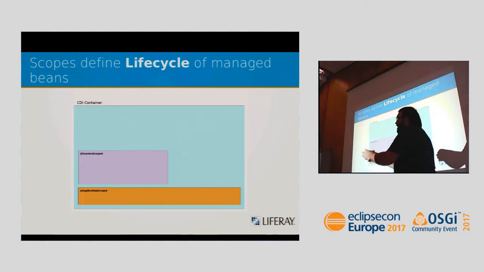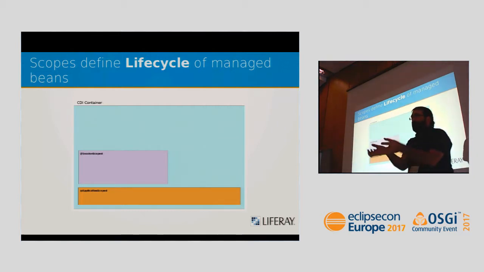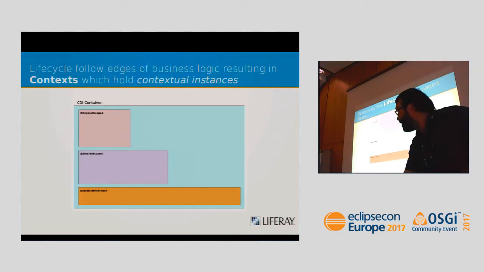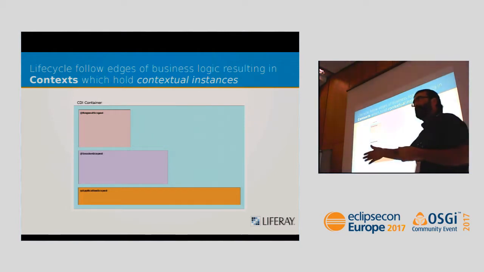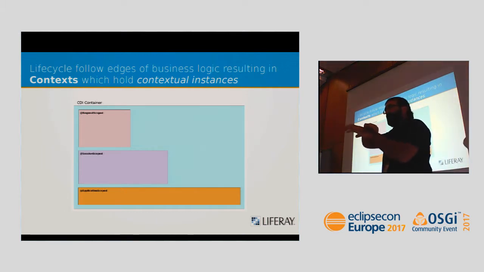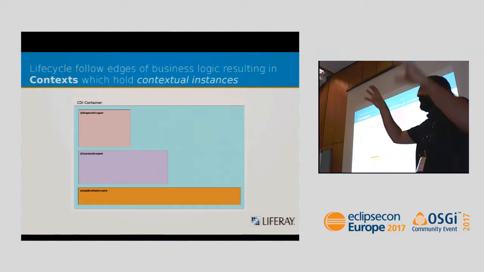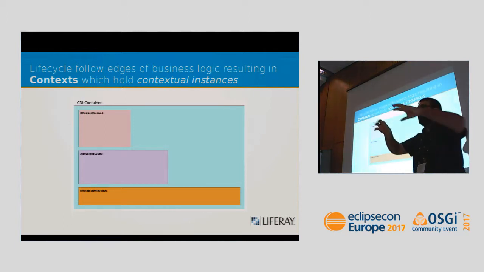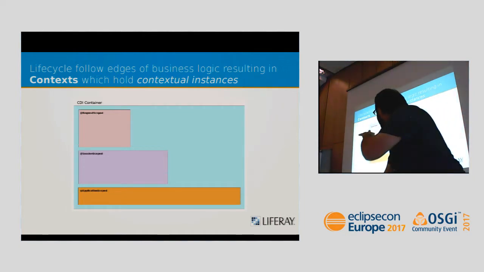Scopes define the life cycle for a set of managed beans inside that scope, right? The life cycle that is defined for this scope follows the edges of business logic. These leading and trailing edges of the business logic result in several different contexts, which are effectively like object caches floating around in space that hold the instances of the objects that are wired together. Those wired objects are the dependency injected graph, right? So they live separately inside these scopes.